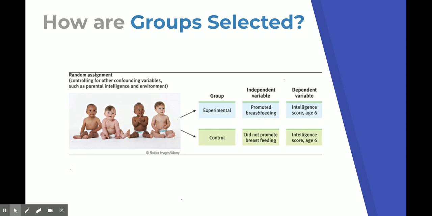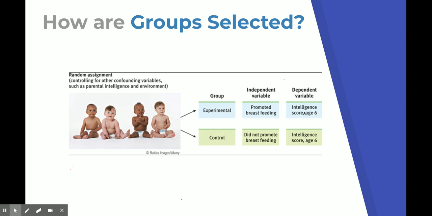I promote breastfeeding for them. My control group, I do not promote breastfeeding, or I might say they need to be bottle fed. And then I measure my dependent variable. I measure via an intelligence score.